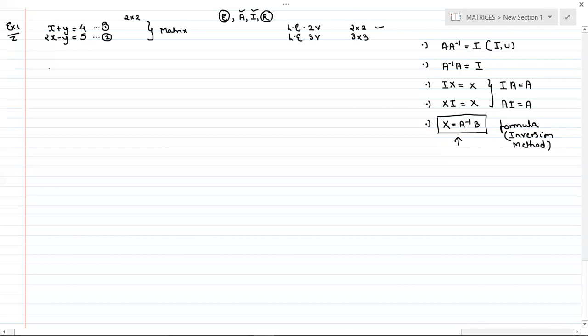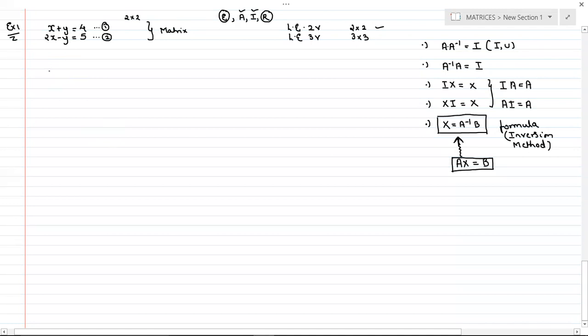Now the actual form for the inversion method is AX equals B. So this is the actual form, AX equals B. When you solve this sum further, you will get this formula, that is X equals A inverse B. The actual form is AX equals B. Now I will explain here. The first thing is you have to convert the linear equations into matrix form.